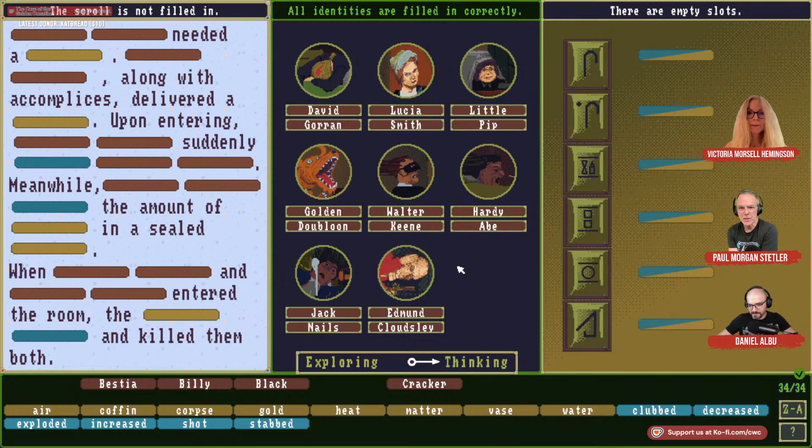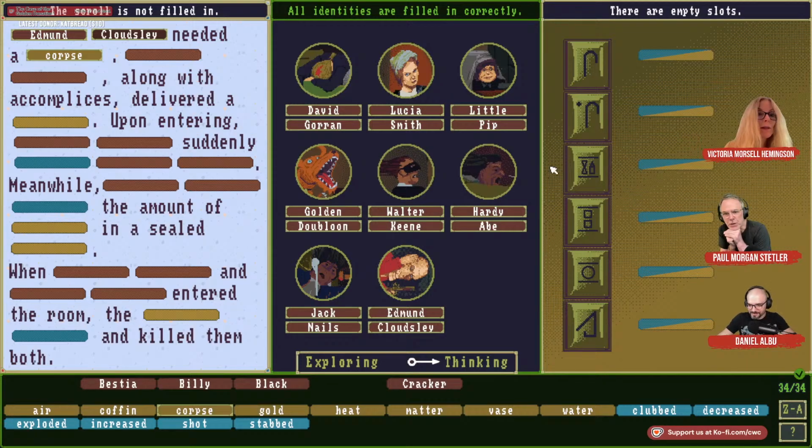So and so needed a so and so. Well, a dead body. A corpse. So and so needed a corpse. And I think it's Edmund Cloudsley who needed a corpse. Oh no, Cloudsley goes up higher. Edmund up higher for Cloudsley. One more. No. Daniel. There you go.